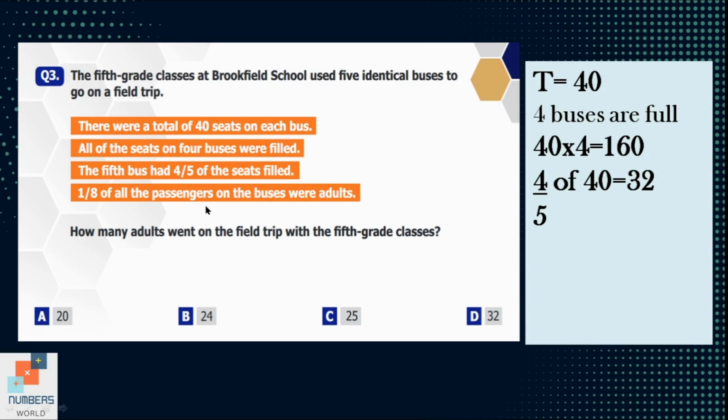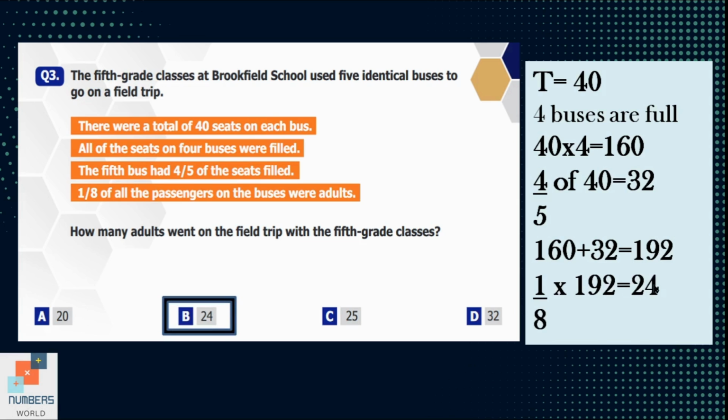1/8 of all the passengers on the buses were adults. So first of all, we will calculate the total number of passengers by adding 160 and 32, which is equal to 192. Now 1/8 of total passengers is equal to 24. So 24 adults went on the field trip, which is our option B.